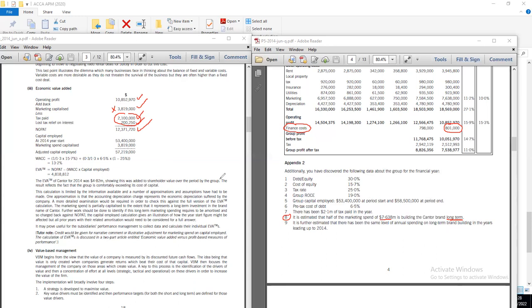Now remember we spoke at length about the opening figure, opening balance. The group capital employed was 53,400 at the start of the period. We said that's a figure that you must start with in calculating your capital employed.